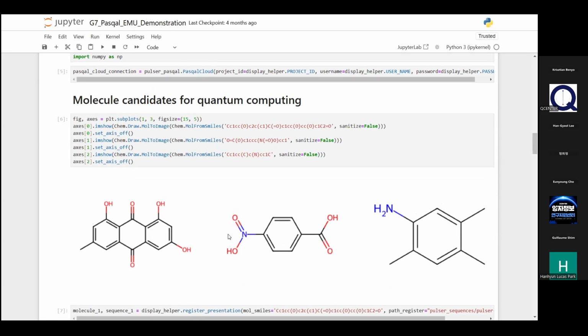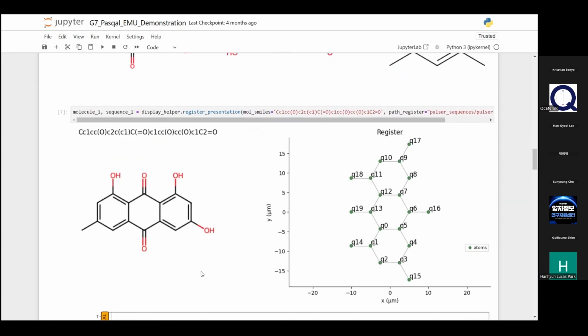So we have selected 5 different molecules, and what we are doing is encoding each of these molecular structures inside the atomic register and exposing them to the same laser pulses. For the first molecule, which has this sequence of benzene rings in it, we have encoded it inside the quantum computer in the atomic register to represent the same geometry in a two-dimensional way.